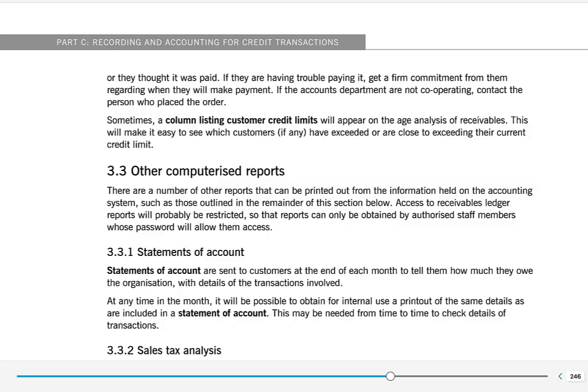Report 5. Customer mailing lists. What it is. A mailing list is a list of customer names and addresses pulled from the receivables ledger. The book makes an important point. This can be a powerful marketing tool because receivables records are often kept up to date. Why it is useful. The business can use it to send promotions, new product announcements, seasonal offers, general communications.